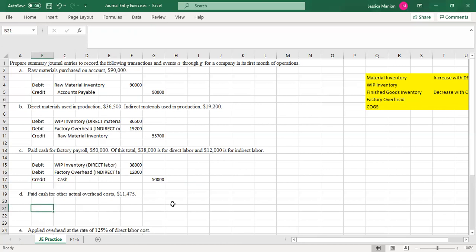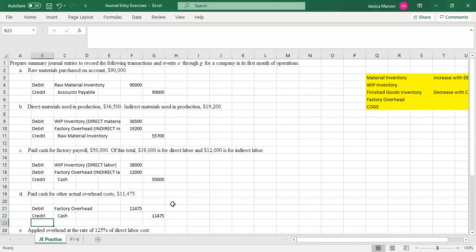Okay. Letter D, paid cash for other actual overhead cost, 11,475. So again, factory overhead increases with the debit. So we're debiting factory overhead, 11,475, crediting cash, because it tells us that we paid cash.